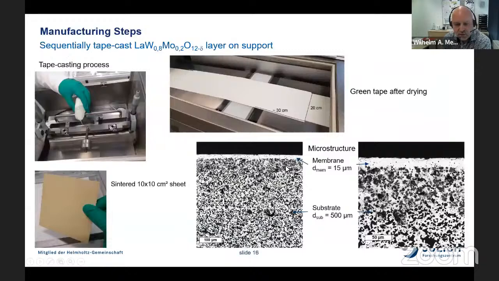And here you see, for example, such microstructures. We have a very thin membrane. We have a porous support of a size of up to 500 micrometer. And by this, we can coat stable cells of 10 by 10 or also larger diameters or sizes. And now the question is, how good is the flux in such a thin film membrane?